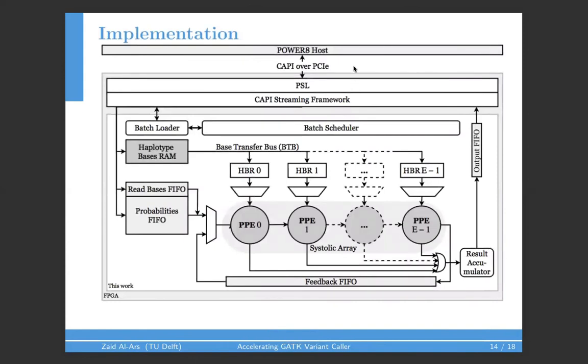The architecture of the system looks as follows. We have the Power 8 system on top, connected using the CAPI interface over PCI to the FPGA, which has the PSL interfacing with the CAPI interface to be able to copy data back and forth easily and facilitate data transfer without having to explicitly manage the data copies. Then the interface moves data into the processing elements of the systolic array, where the bases of the reads and the probabilities are gradually streamed into the processing elements. The final result is accumulated in the accumulator from the processing elements of the systolic array and then copied through an output FIFO back to the host processor.